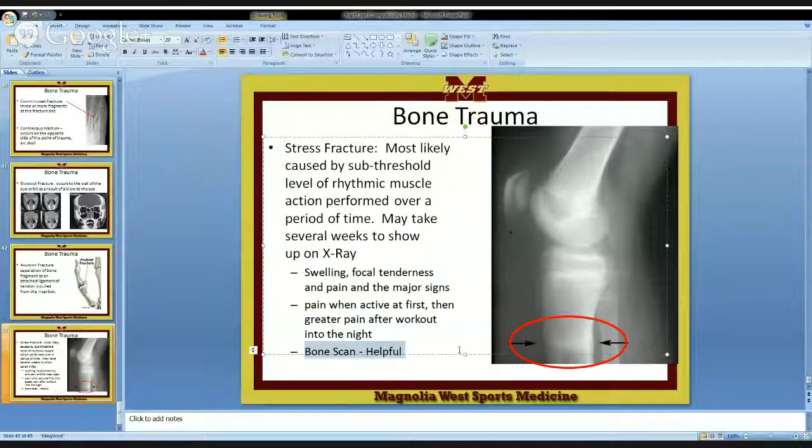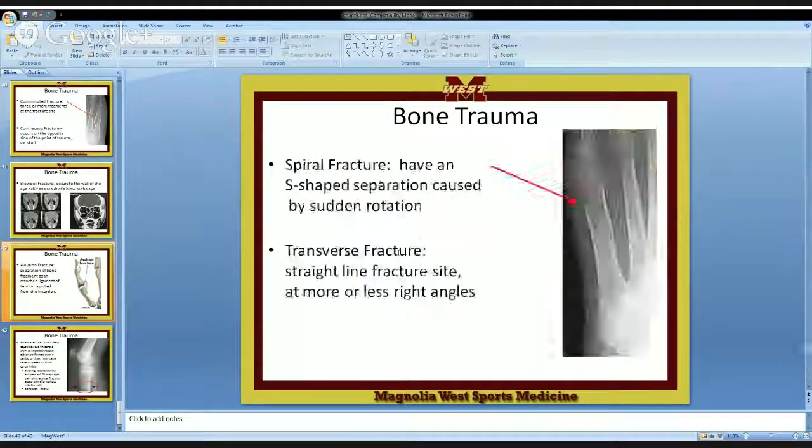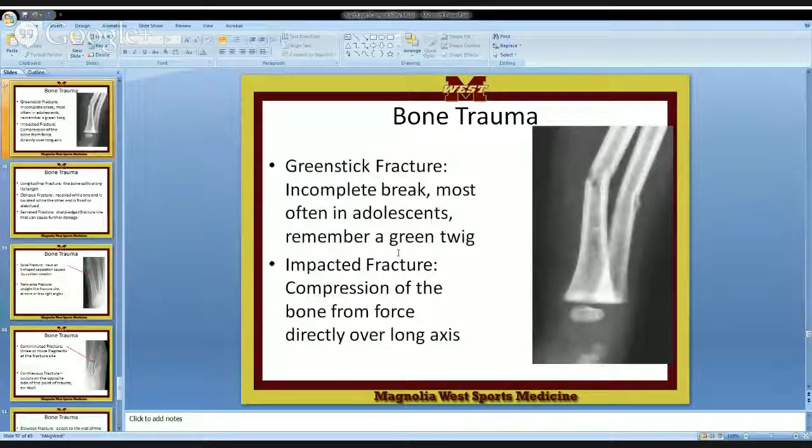All right. Still on 43, which is your last slide. Most stress fractures are most likely caused by subthreshold levels of rhythmic muscle action performed over a period of time. It could take several weeks to show up on an X-ray. All right. Let's go now to the big questions.